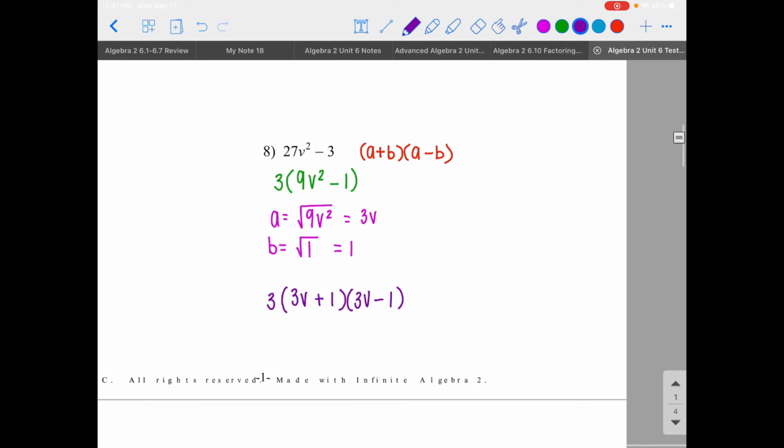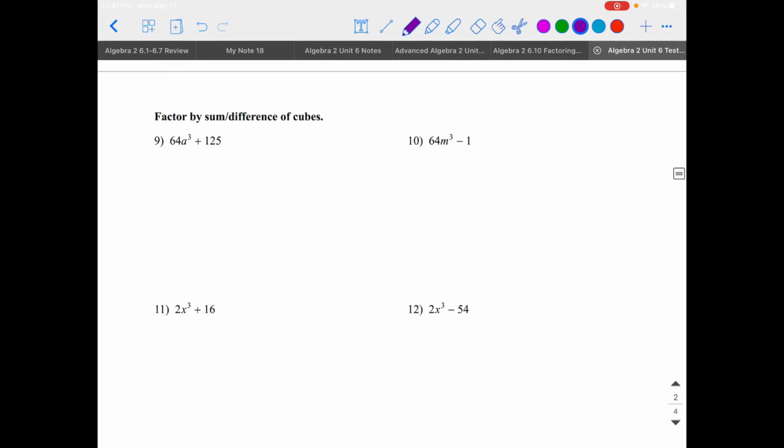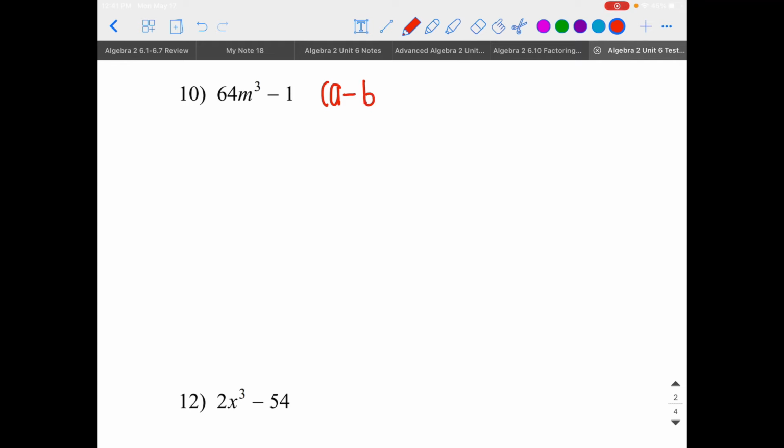Okay. Now the next section is sum or difference of cubes. Let's see, let's do number 10. So this is a difference. So our formula is a minus b, a squared plus ab plus b squared.